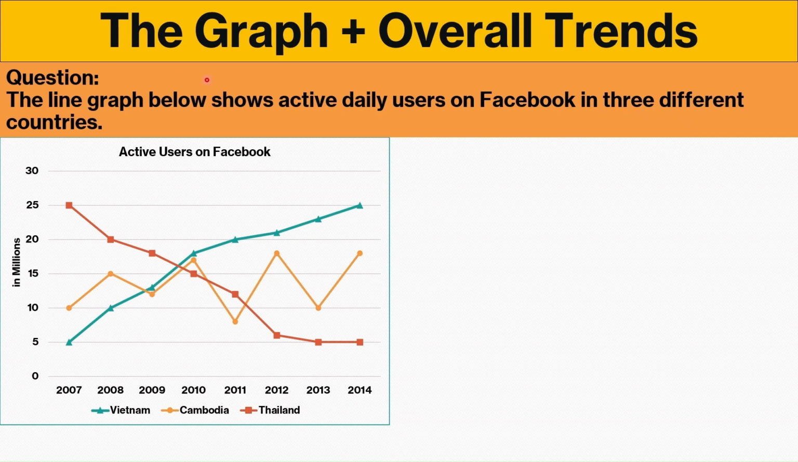Here is the line graph we'll be working with today. The graph shows the number of active daily Facebook users in Vietnam, Cambodia, and Thailand between 2007 and 2014. Before we analyze grammar and vocabulary, take a moment to observe the main trends. This is crucial. It gives the examiner a clear summary of the main patterns before you describe the specific data.